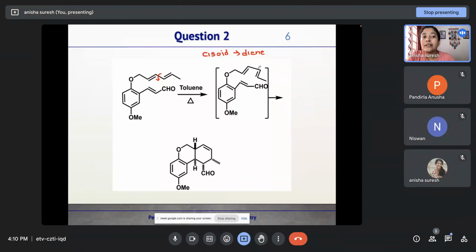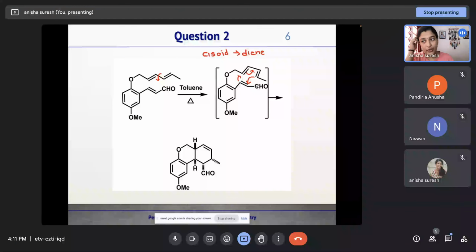So we can see this is the 4 electron component and this is the 2 electron component. So it will undergo a Diels-Alder reaction and we will get this 6 membered fused system. So here this will be 1, 2, 3, 4, 5, 6. Here a bond will be forming. 1, 2, 3, 4, 5, 6. So it is a 6 fused system.